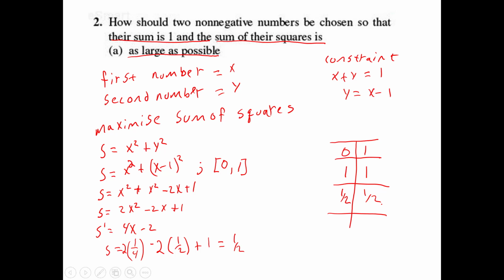And it says, don't forget to answer the question. How should two non-negative numbers be chosen? So one number, if we want, is 1, and the other is 1 minus 1, which is 0. Or you could use 0 here and 1 here. Either way, so 1 and 0.